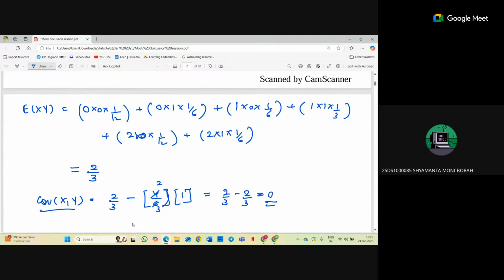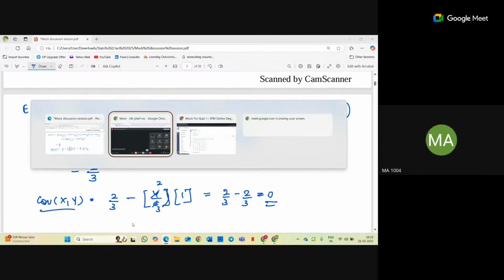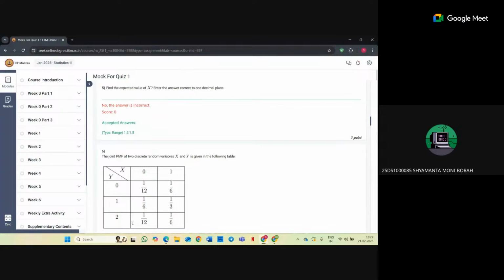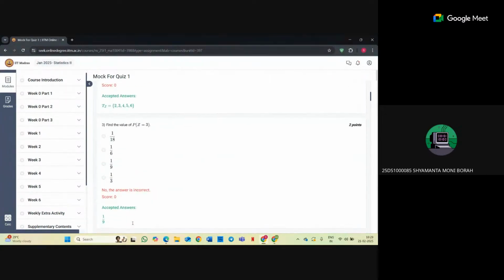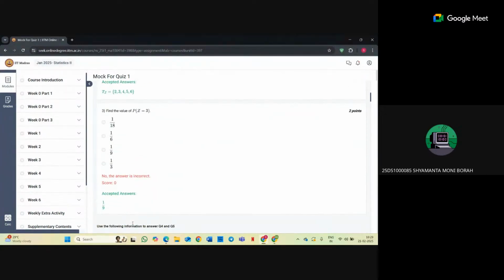Ma'am, would you mind going to question number 3 once, please? In this one, I had a query. In this question, what would be the sample space? It would be 36, right? Yes, it would be 36.